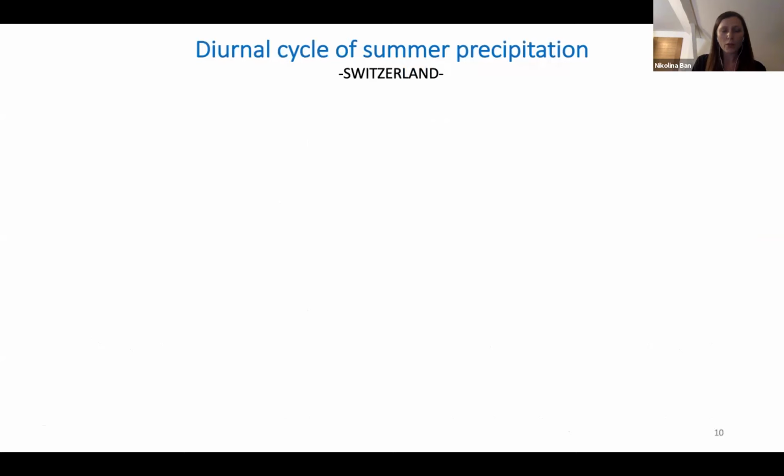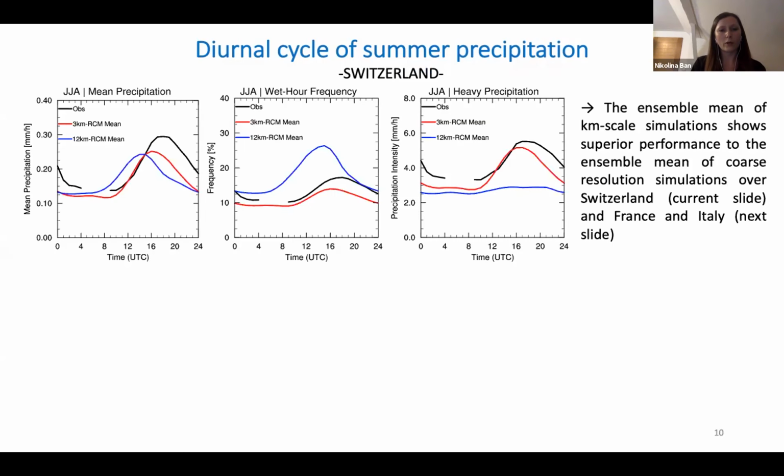And the last thing that I want to show you is a diurnal cycle of summer precipitation. So this is something that we already knew from before, but now we can also assess it from this multi-model ensemble approach. And the first part of this picture is just this multimodal mean of these simulations, where we see these clear improvements in the simulation of a diurnal cycle of mean precipitation, wet hour frequency, and heavy precipitation. So these 3-kilometer models reduce these biases in the diurnal cycle of the precipitation.